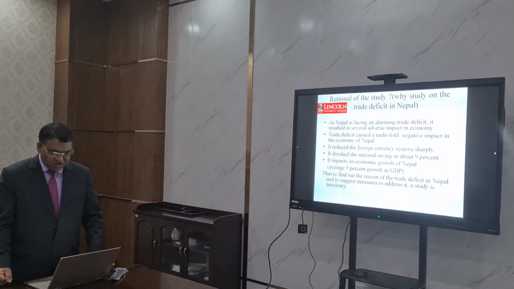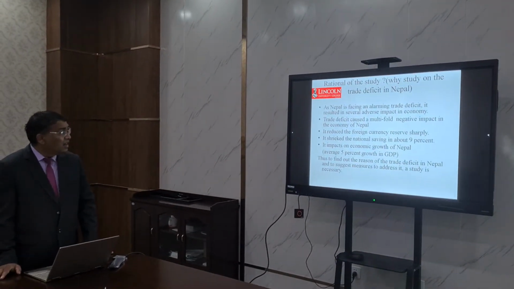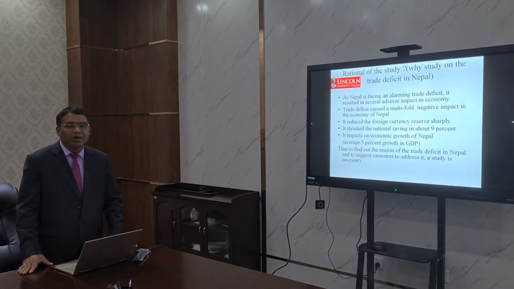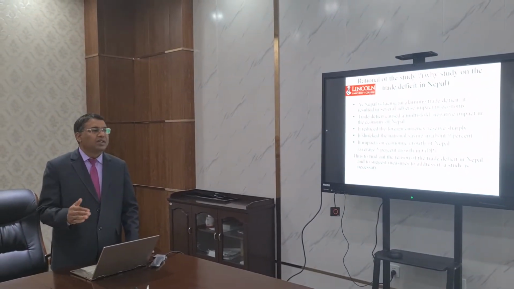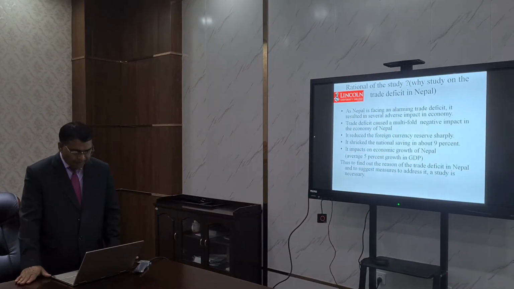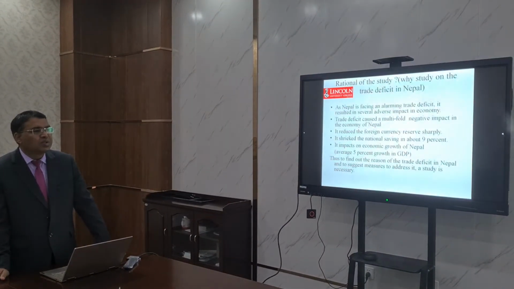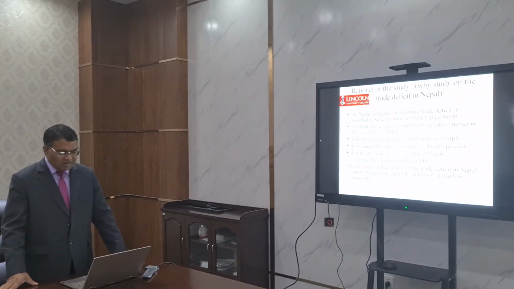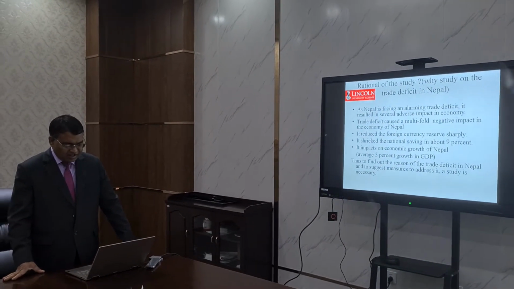The trade deficit contributes to less saving from the national perspective, and this less saving results in low investment, low employment generation, low production, and the vicious circle of a lower economy, which is not good for Nepal. It also impacts the economic growth of Nepal, as I have already said, because due to the limited investment in the industrial and agriculture sectors, production cannot be increased. Hence, the GDP is not increasing as expected.